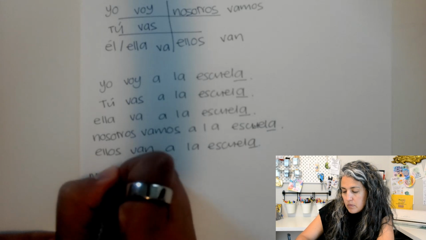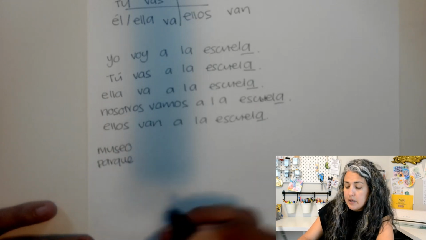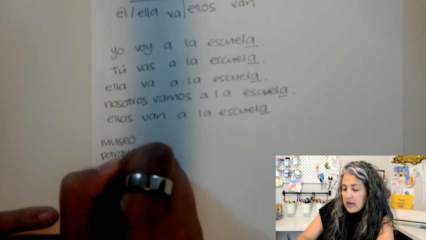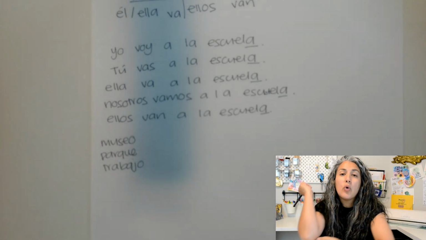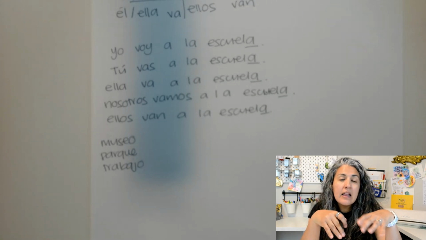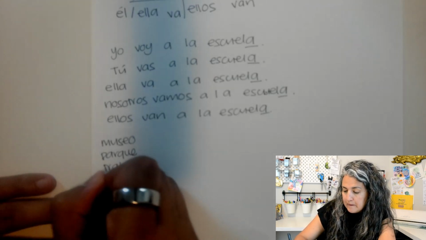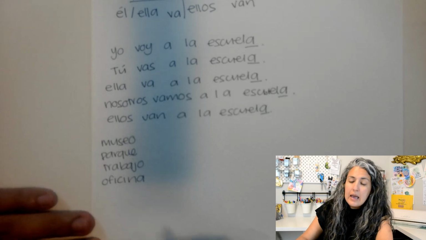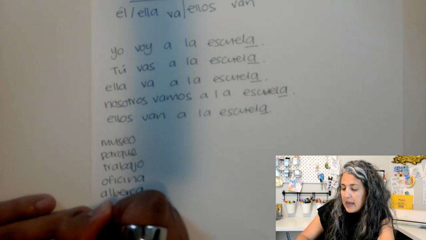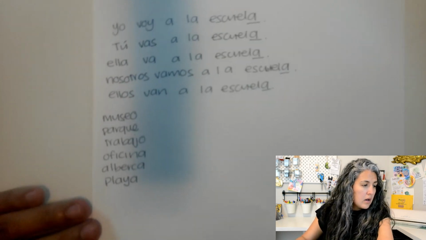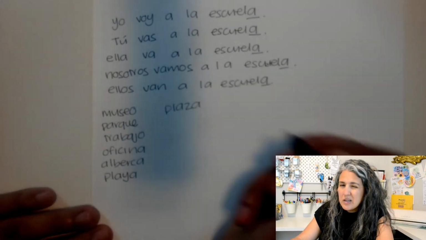Museo is museum. Parque, park. Trabajo is where you work. Trabajar means to work. But this time, trabajo is the place. Yo voy al trabajo. Or oficina. I'll write it as well. Alberca is pool. Playa. I'll write several more. Plaza. Like a shopping center.